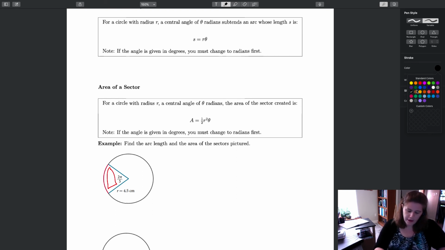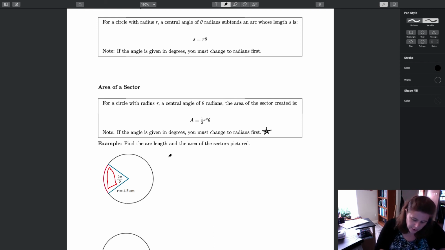So if I want to find the arc length and the area of the sectors, there is one important note. If your angle is given in degrees, you have to put it into radians first to use these formulas. So you may have to transfer them to radians from degrees. So if I want to find arc length, the first part, here I'm given a radius of 4.5 centimeters and I'm given an angle of 2 pi over 5. So 2 pi over 5 is already in radians, so I do not have to do a conversion. I can just use the formula directly.